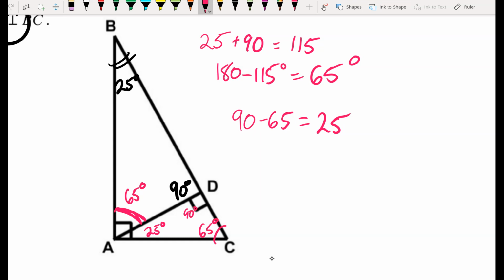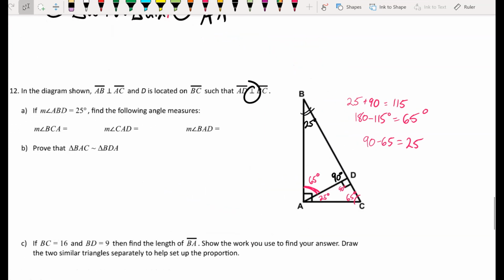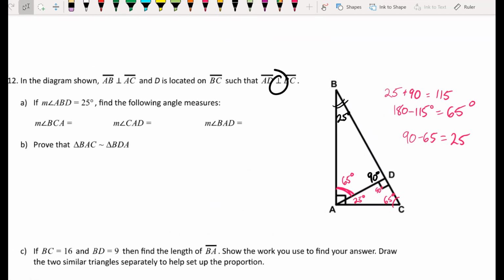So notice there's really only three different angle measures here: 25 degrees, 65 degrees, or 90 degrees. So all three of these triangles end up being similar. So the measure of angle BCA, down in the corner right there, is 65 degrees. The measure of angle CAD, that little one right there, is 25 degrees. And the measure of angle BAD, the one we started with, is 65 degrees.